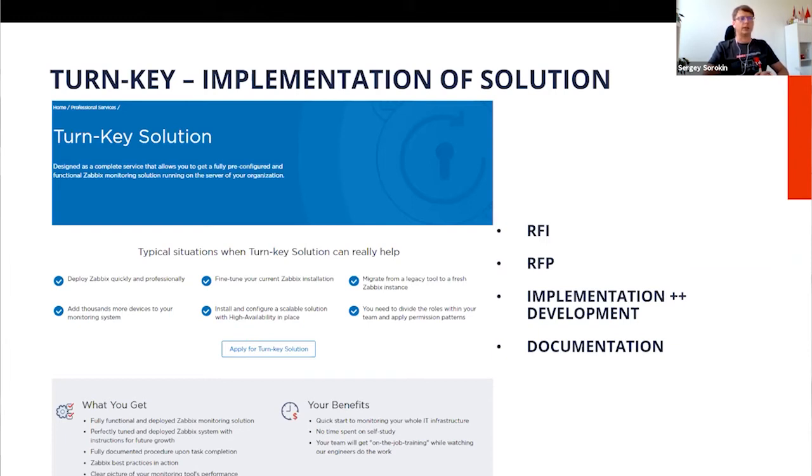Or if the customer is already using Zabbix for a while, but is willing to start everything from scratch, or start a new project and implement Zabbix with external resources, this is what we do. And of course, because the implementation of such projects is quite a project, right? So we are always involved, starting from the very beginning.